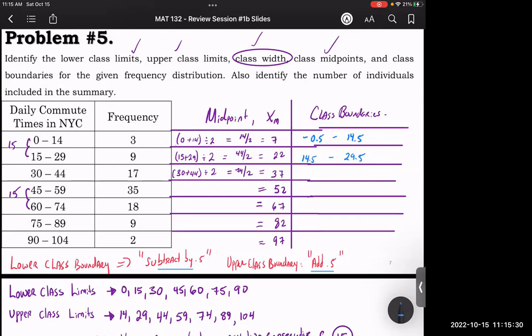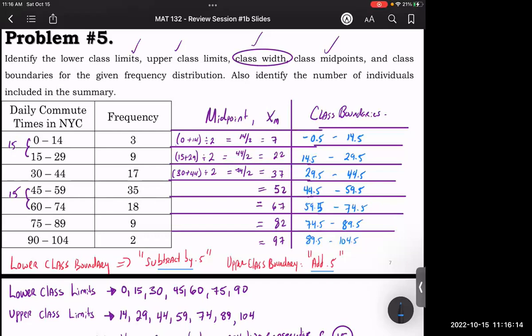Can I get a volunteer to tell me what the third class boundary is going to be? 29.5 and 44.5. The next one? 44.5 and 59.5. Continue. 59.5 and 74.5. 74.5 and 89.5. Yep. And the last one? 89.5 and 104.5. Yep. That's right.